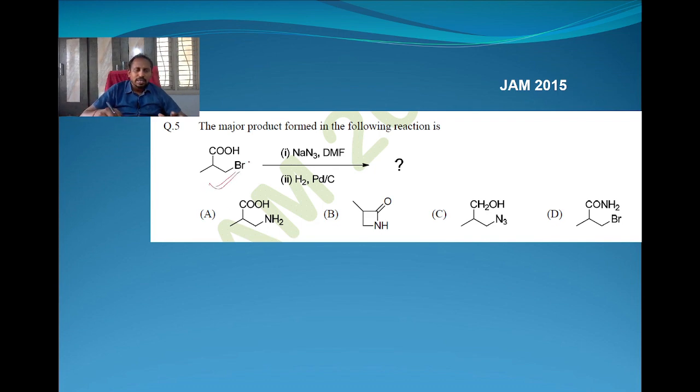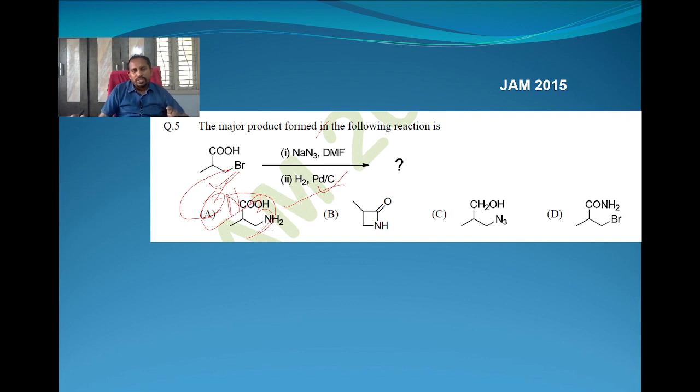Reactant, this is a beta bromo carboxylic acid treated with sodium azide followed by hydrogenation by palladium catalyst. Listen, azide is a very good nucleophile. So azide will attack the bromine. So we'll have an azide substituted carboxylic acid, and that can be reduced to form an NH2 group. Azide will reduce to NH2. So we'll get answer A, that is a beta amino acid.